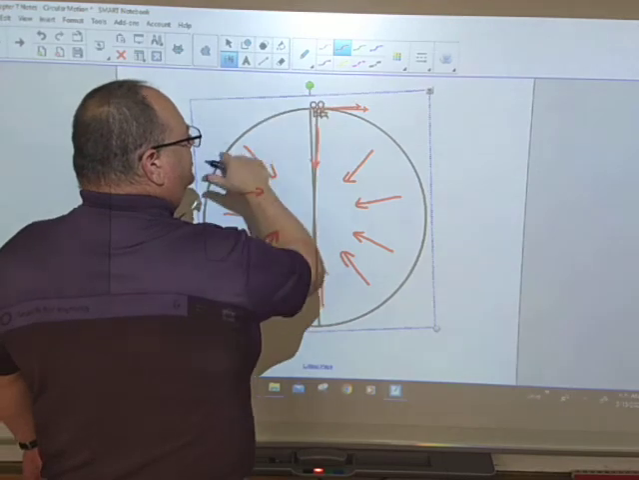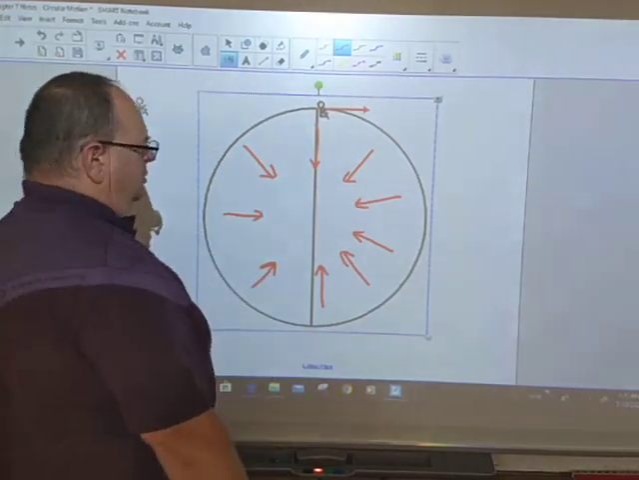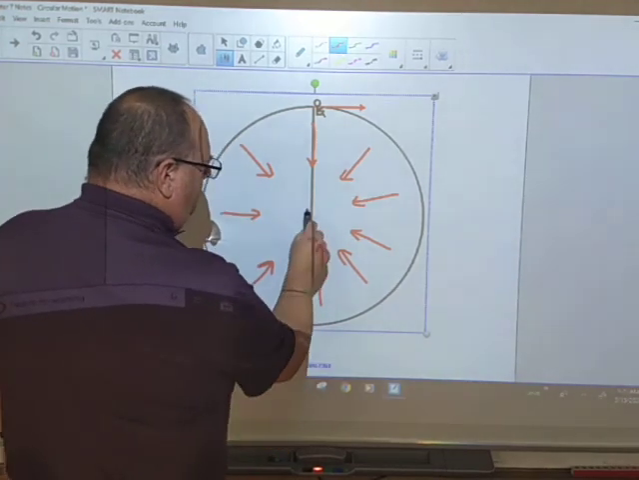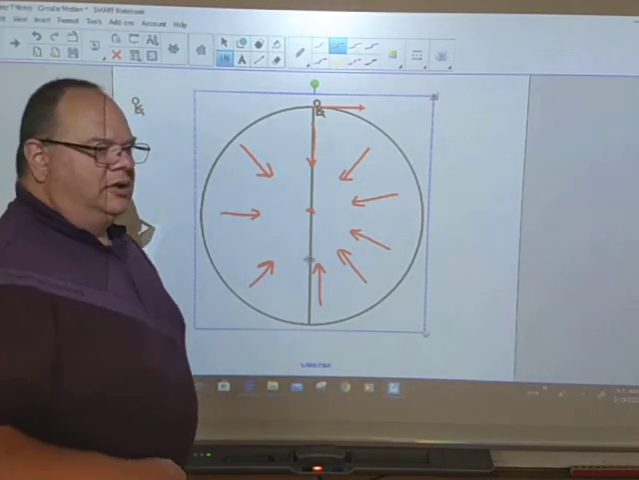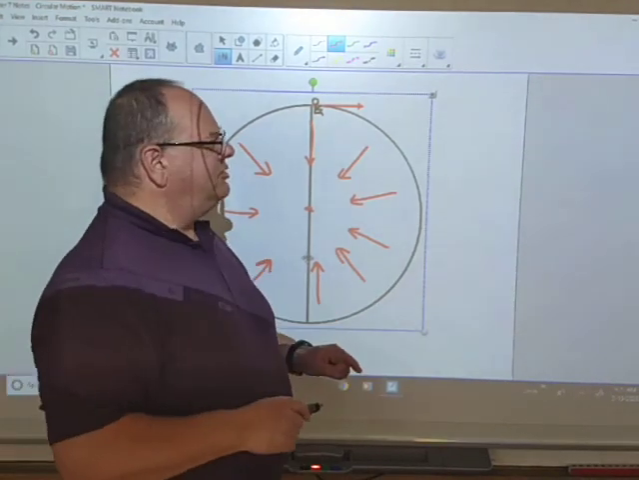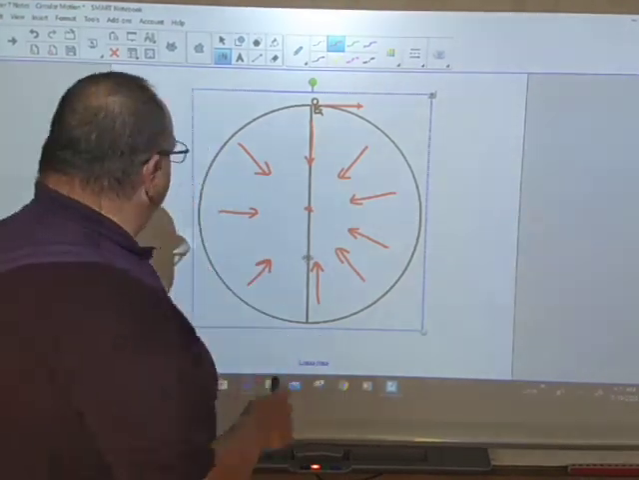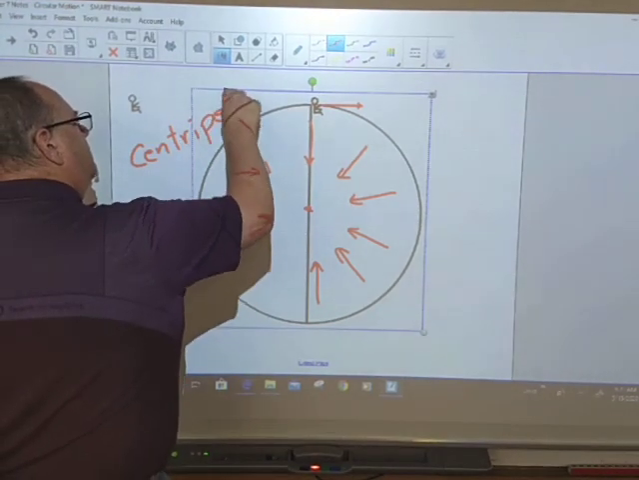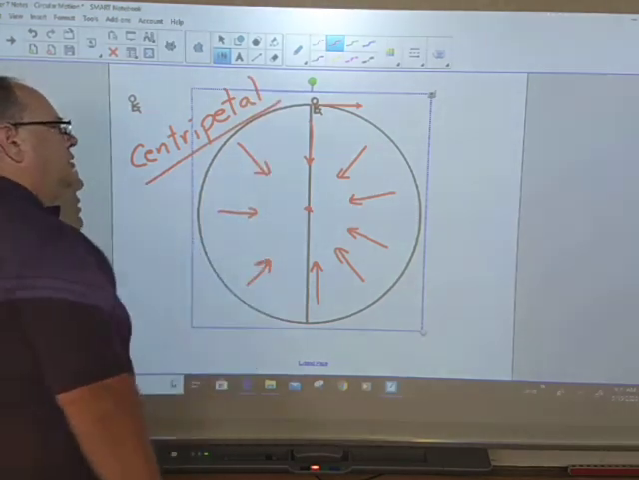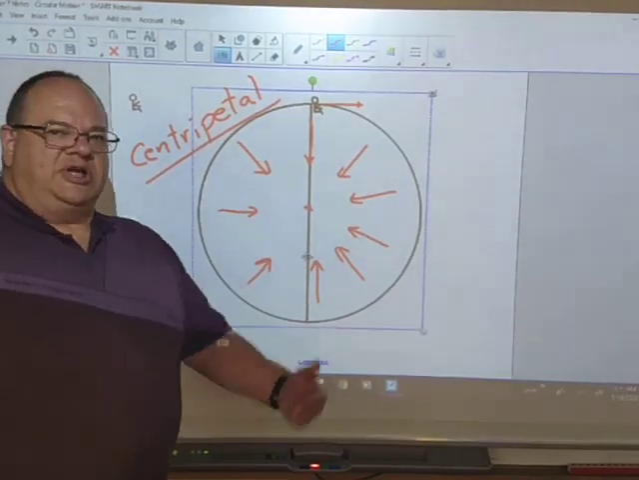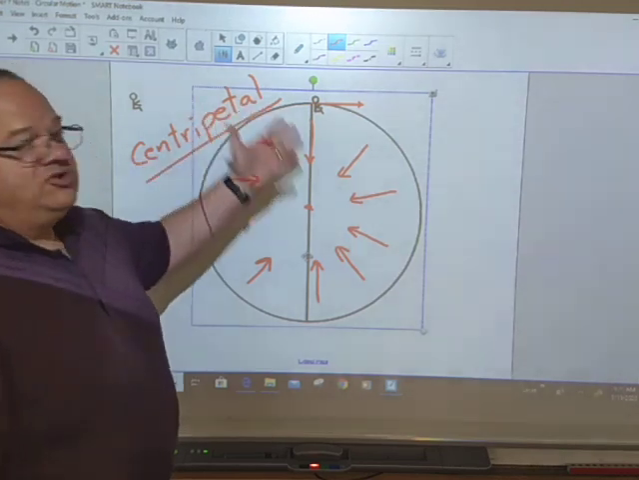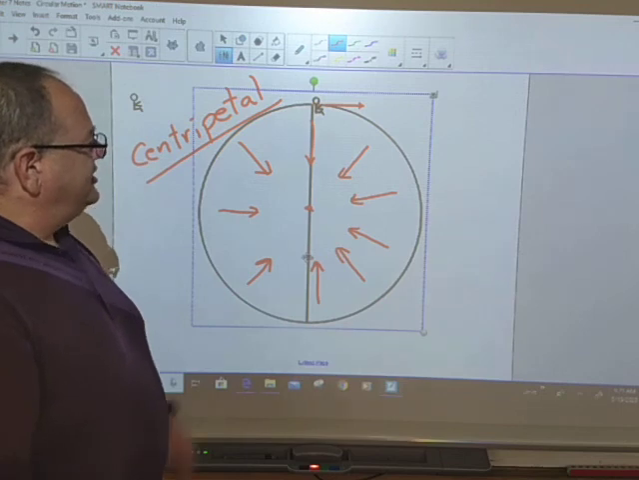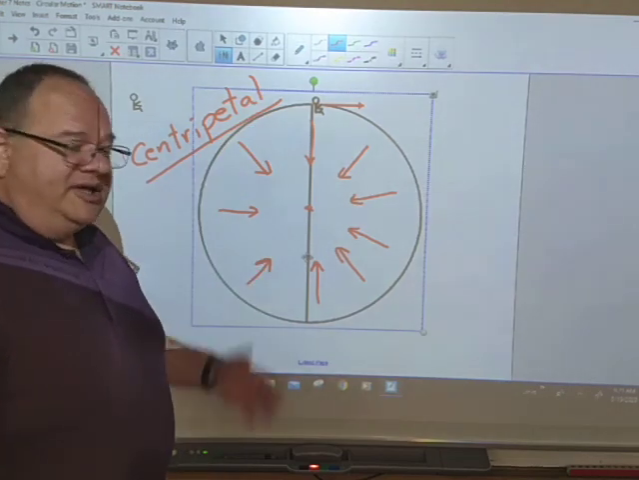What do you notice about all those forces? Well, they're all pointing to the same spot. They're all pointing towards the center. The word that means towards the center, it's an adjective, is centripetal. Literally, that word means towards the center. All right, so the force that's pushing towards the center is a centripetal force.